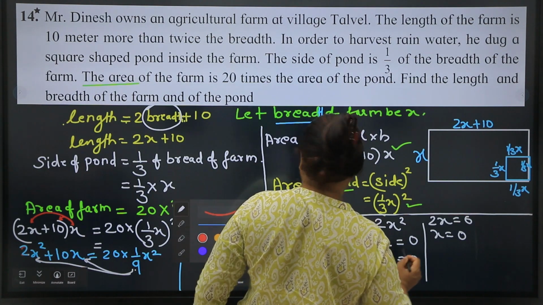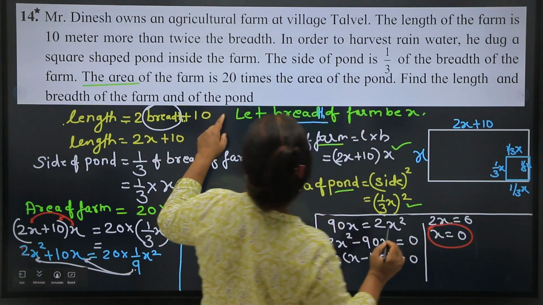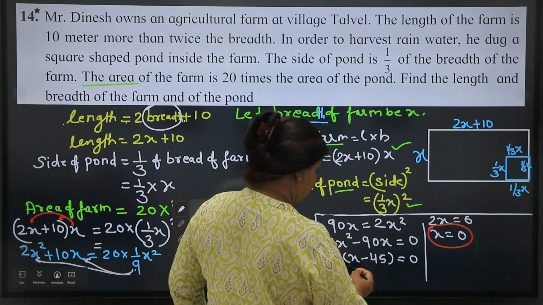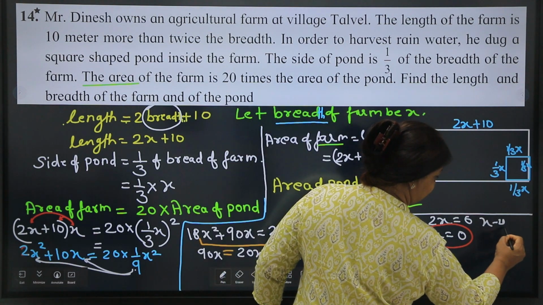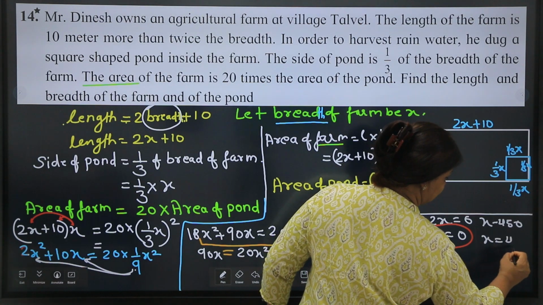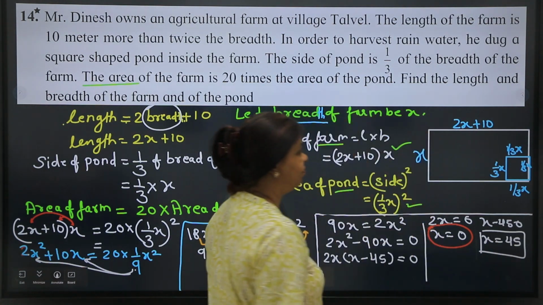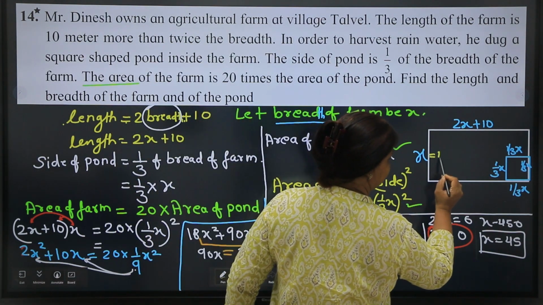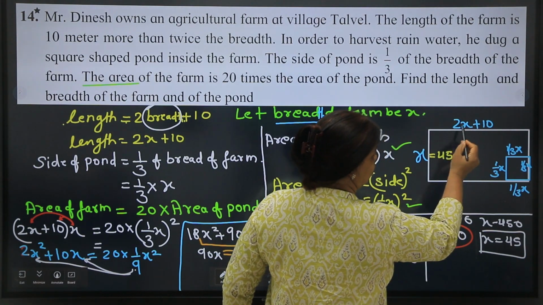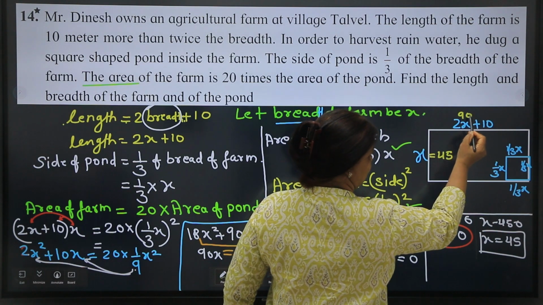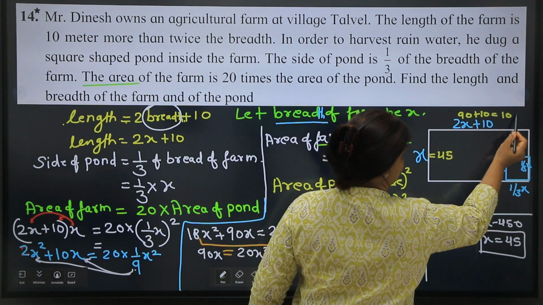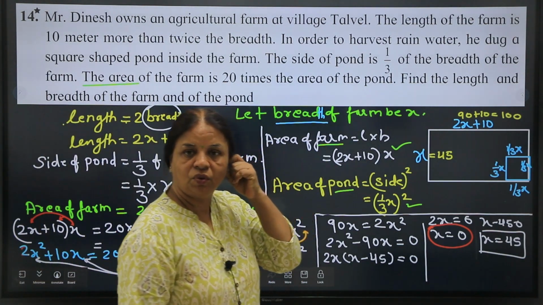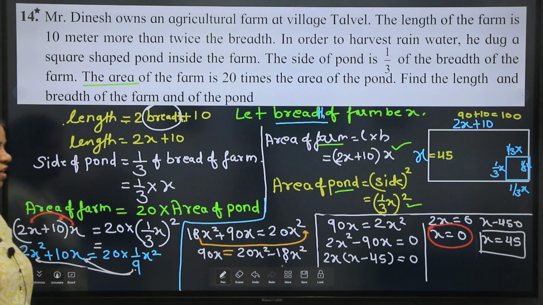So this will be rejected because the breadth cannot be 0. So x minus 45 is equal to 0, so x is equal to 45. So breadth of the farm will be 45. X value we got 45. And what will be the length? 2 into 45 will be 90 plus 10, that would be 100. So length would be 100 and the breadth would be 45. Okay. So you can pause the video, children, and you can solve the sum.